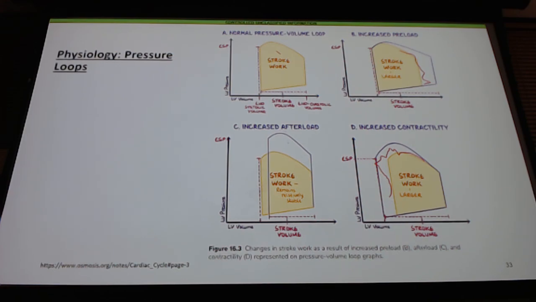And then when I increase my afterload, I'm actually decreasing my work. I'm losing all of this because I have to generate a higher pressure in order to open the aortic valve, and then I have to maintain that higher pressure for a period of time before the valve will close. So what ends up happening is you get a premature closure of the aortic valve. The flow out of the ventricle stops, and then you lose all that work.